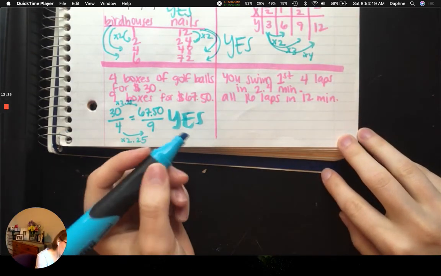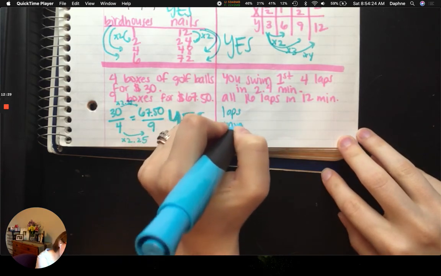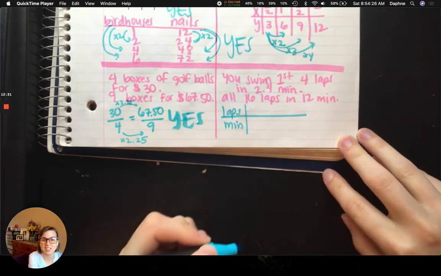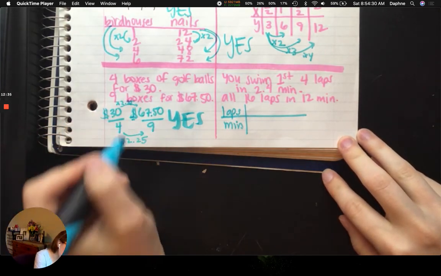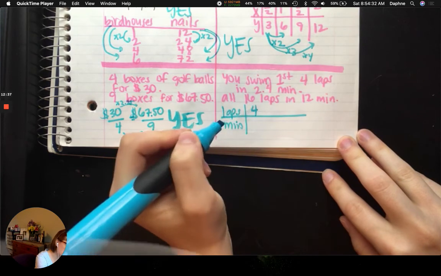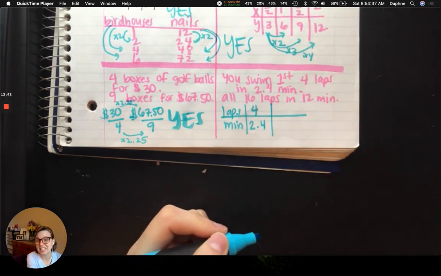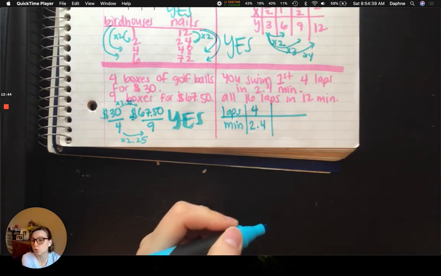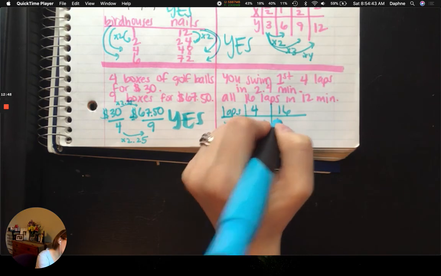First, 4 laps. So I'm going to have laps and I'm going to have minutes. In this case, I want to use a table because it has more units with it. You could put the dollars on here if you wanted to though. Okay, so laps. I have 4 laps done in 2 4/10 minutes. So we want to see, did you just have a burst of speed or were you super slow because you're warming up in the beginning? Because you did all 16 in 12 minutes.